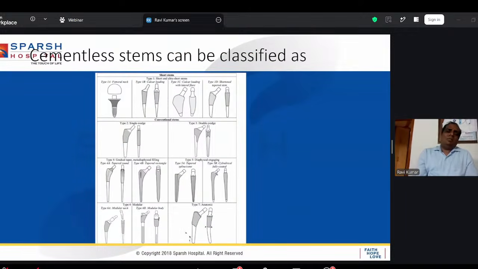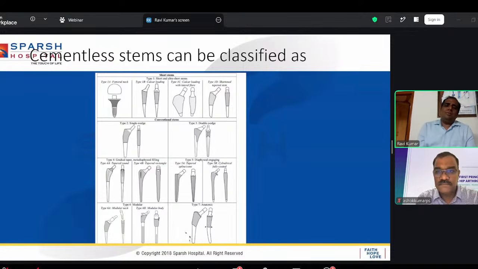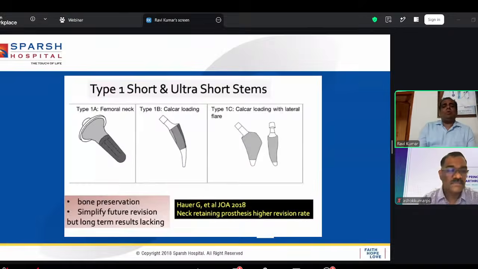For the theoretical aspect of understanding the types of stems, the 2020 classification, the newer classification, classified type 1 into 4 types, where types 1A, B and C are mostly neck loading stems. 1D is a short tapered stem. Type 2 is single wedge, type 3 is double wedge, type 4 is gradual taper, in which there are 2 different types. Type 5 is diaphyseal engaging stems, 6 is modular stems, and 7 is anatomical stems. Let's go one by one.